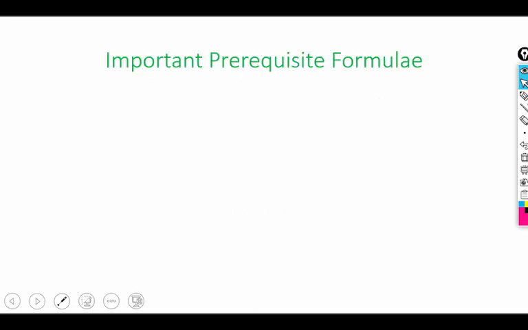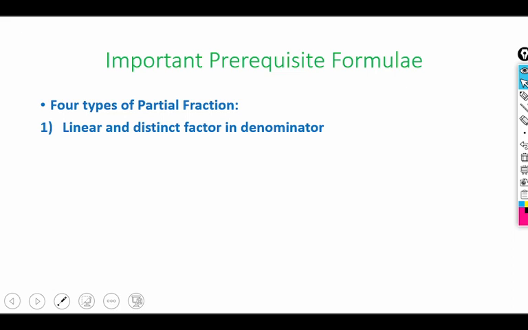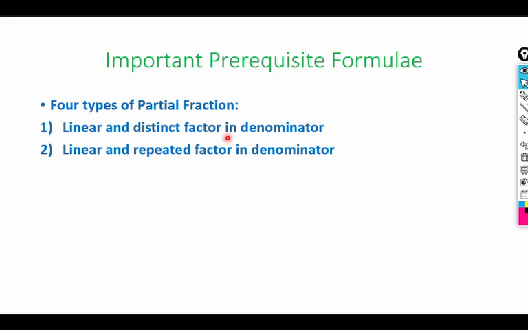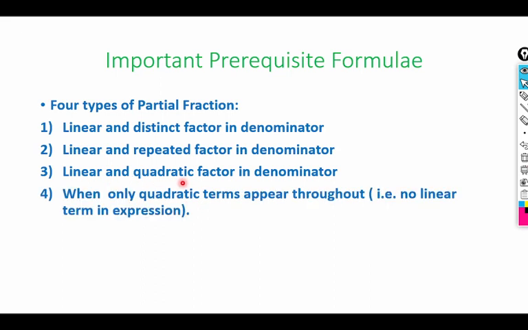I already gave one video on the prerequisite formulas, on how to write a partial fraction. If you are good at partial fractions, this is one of the simple methods you have. There are four types of partial fraction in inverse Laplace transform. Case 1: we have linear and distinct factors in the denominator. Case 2: linear and repeated factors in the denominator. Case 3: linear and quadratic factors. And the last case is only quadratic factors, where there is no linear term present in the expression.